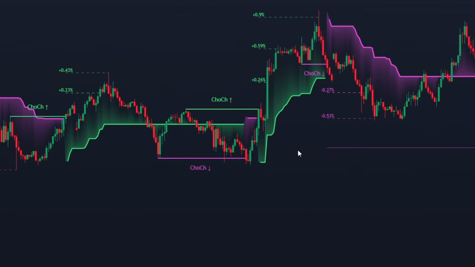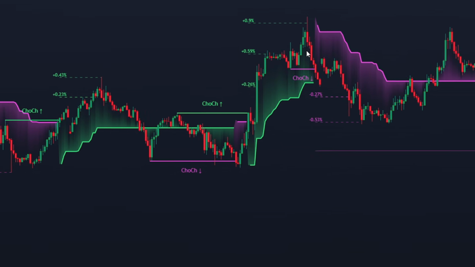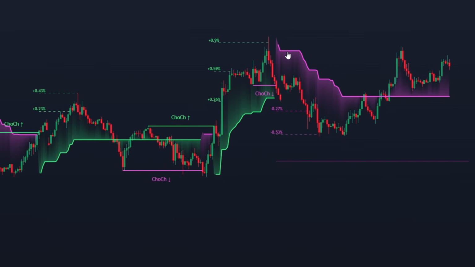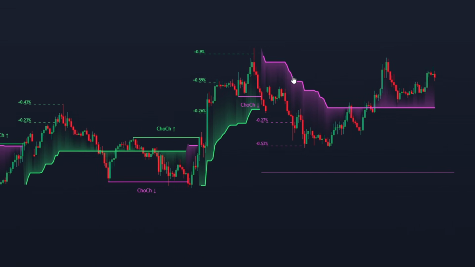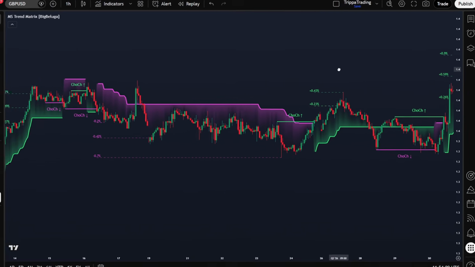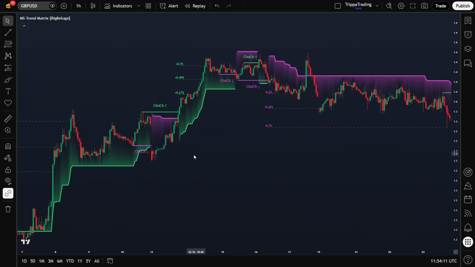Then you also have this trailing line that changes position and color depending on market direction. When price is advancing, the line stays below price and turns green. When price is declining, the line stays above price and turns pink. This line is based on ATR, which means it is a volatility-based trailing stop.